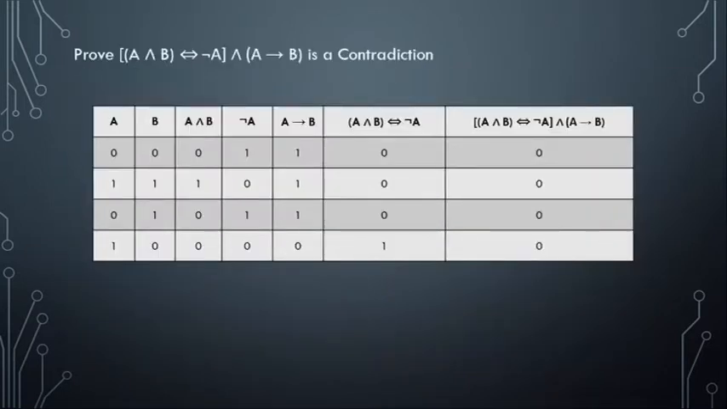Another example to understand about contradiction. So let's take a look at this proposition. So this proposition, A and B biconditional not A, and if A, then B. So again, first break down the propositions. So A and B. So here are the variables A and B. So 0 and 0. Since both are 0, it will return a value of 0. 1 and 1, 1. 0 and 1, 0. 1 and 0, 0.